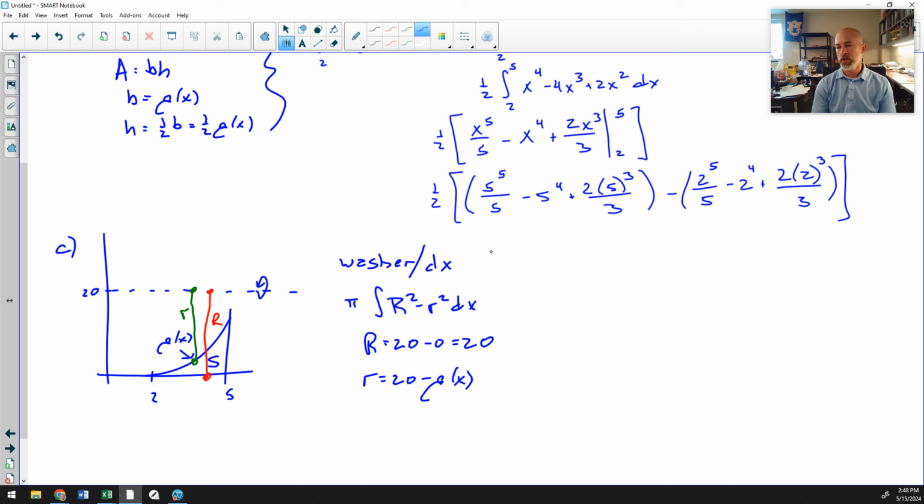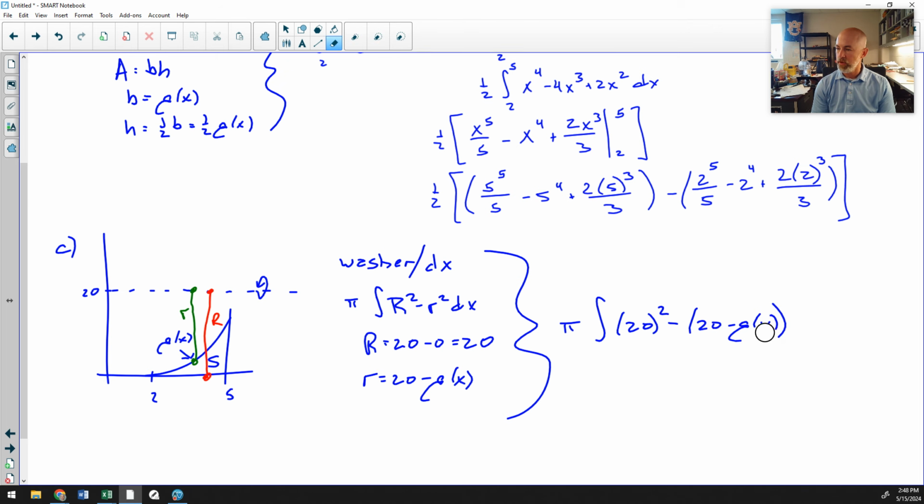And I'm just going to roll all of that into an antiderivative. Pi antiderivative of big R, which is 20 squared, minus little r, which is 20 minus g of x. And because we're not actually evaluating this integral, I'm going to leave it in terms of g of x. There's no point in copying the equation down. Squared little r. And limits of integration are 2 to 5. And we are done. That is all 6 questions on the AP Calculus AB exam from the year 2024.